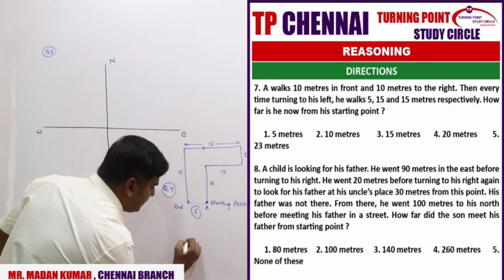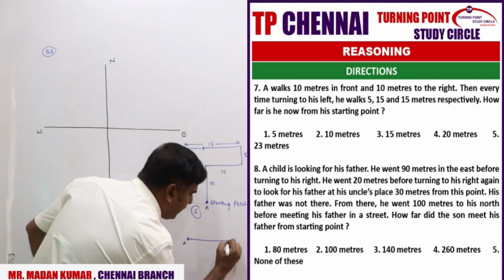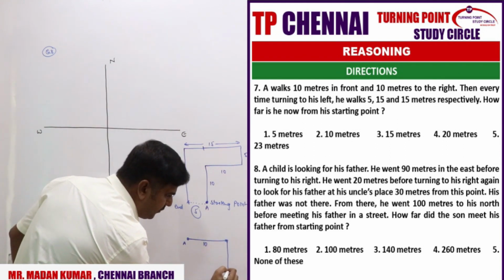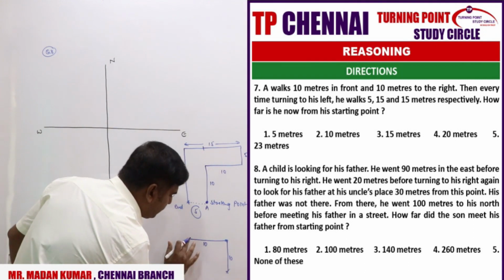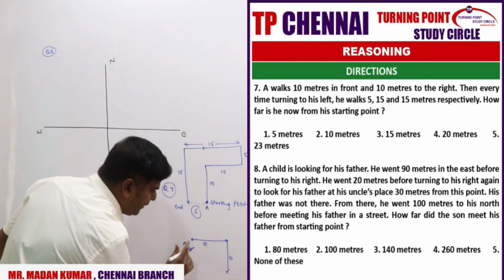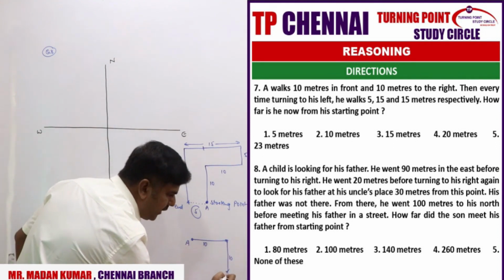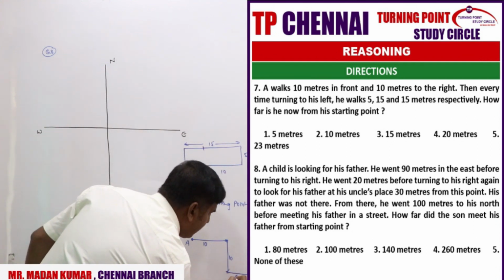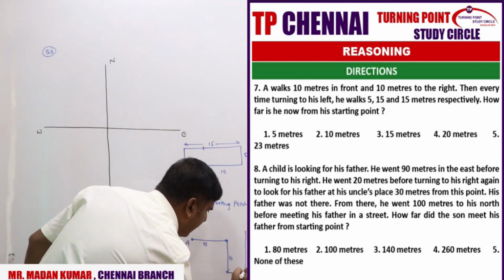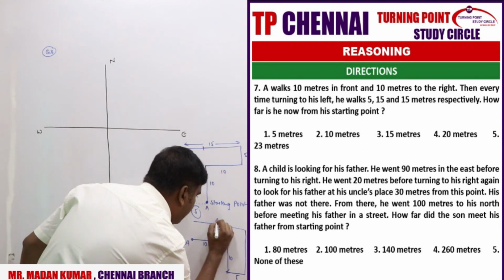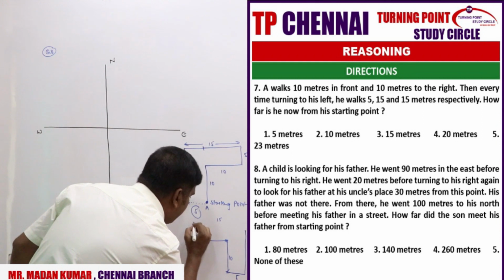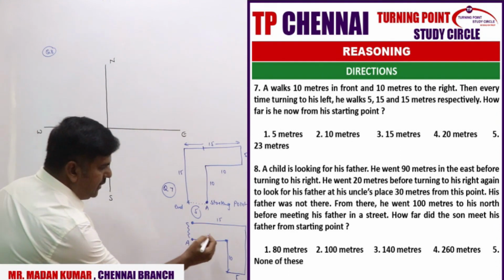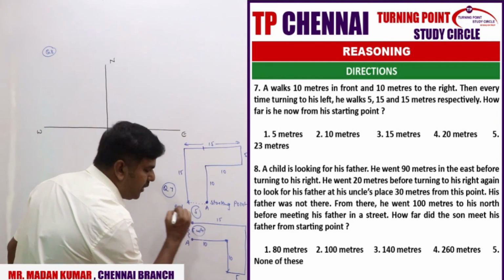Say that you are here, A is there, starting point. So he went 10 meters to the front, 10 meters to the right. I can mention the scaling as the same. So A started 10 meters to the front, 10 meters to the right, every time turning to his left, 5, 15 and 15, right? So 5, half of this one, and left again 15 and again 15. So ending and starting point, what is the distance? It will be nothing but 5 meters only.